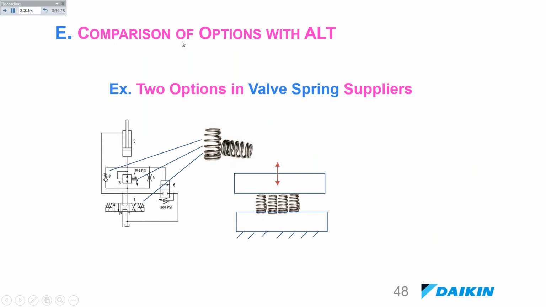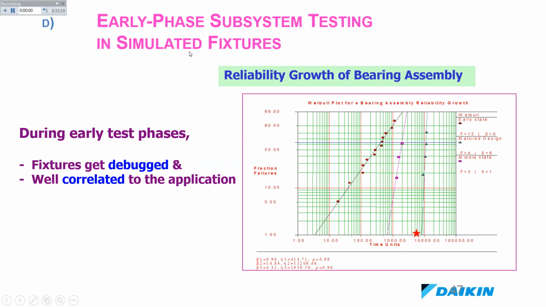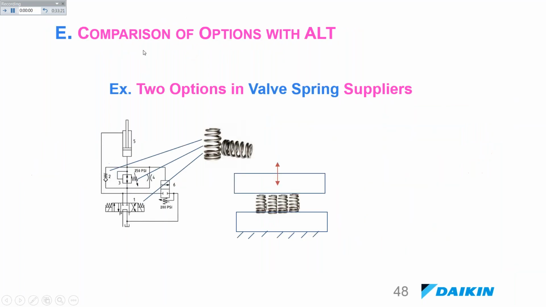Here's where we use ALT. Excuse me. For the comparison of design options, or supply options, or material options, we could use accelerated life tests or highly accelerated life tests to verify and find the right spring, right material, right design option.